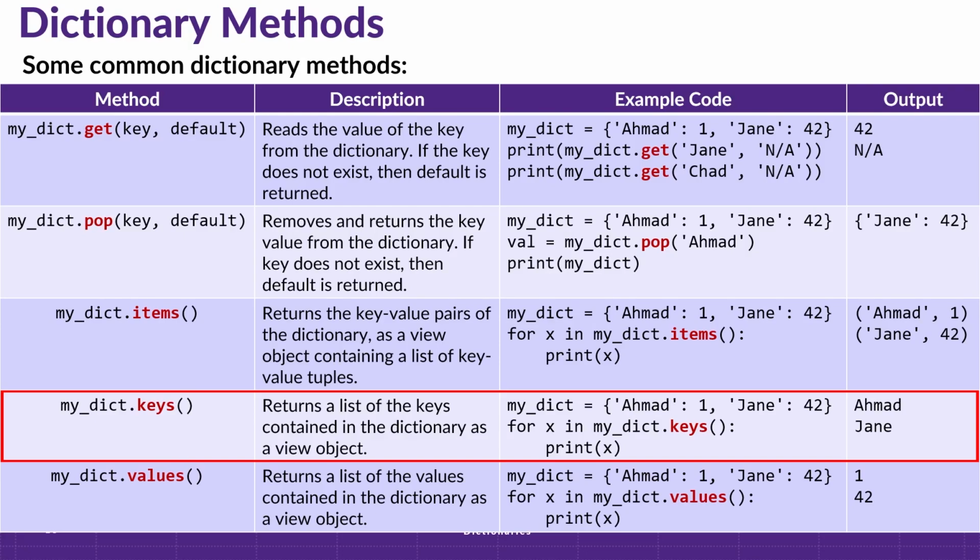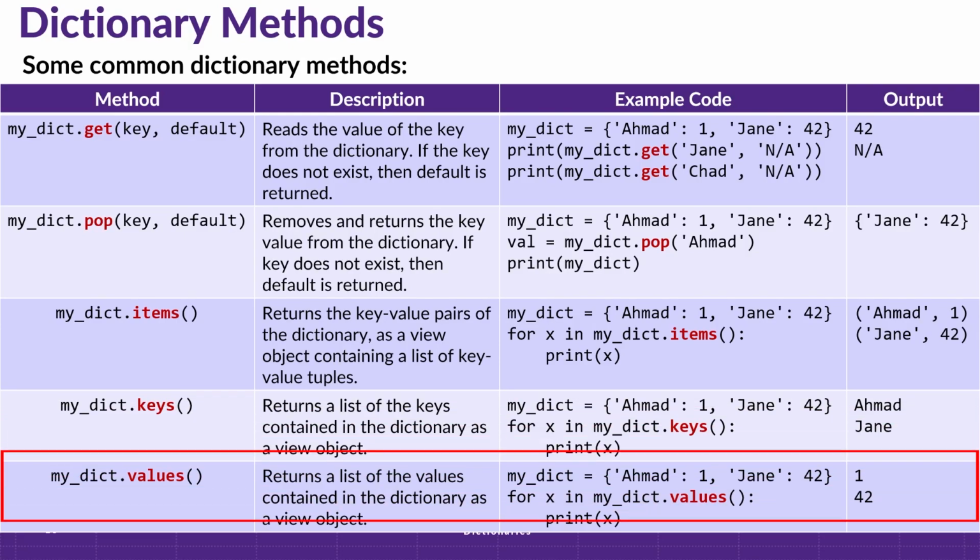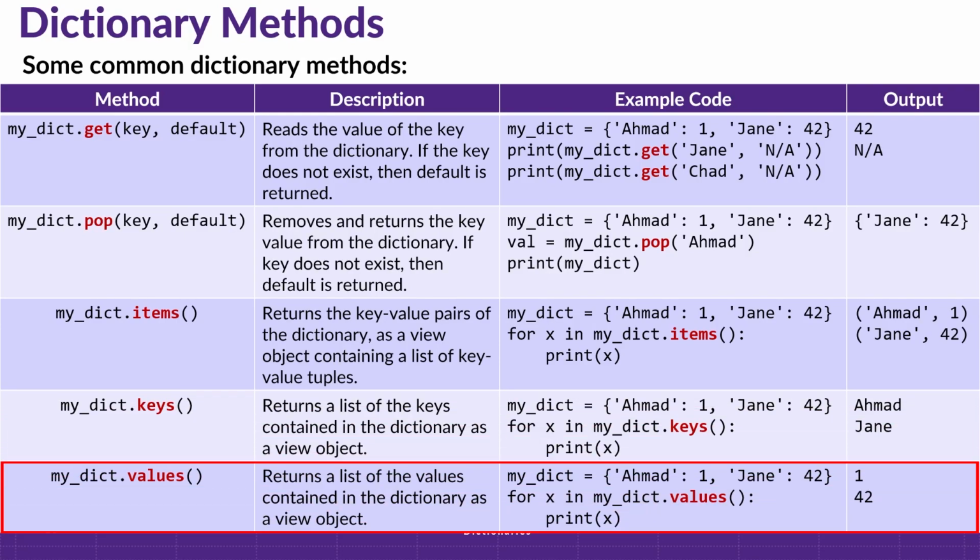The keys method simply returns a list of all the keys, and the values method simply returns a list of all the values. But again, these are view objects, so they are linked to the dictionary, and will update with it. The examples here just show a basic example of how we can use this with a loop, but we're going to get into more detail on that very shortly.